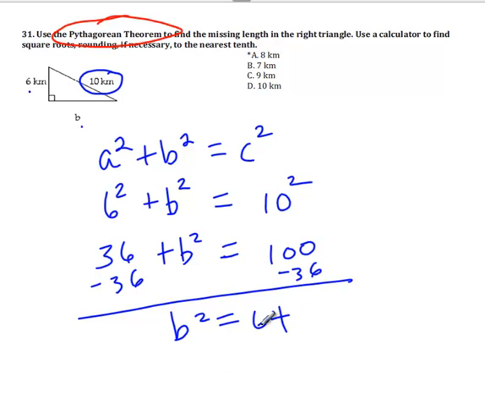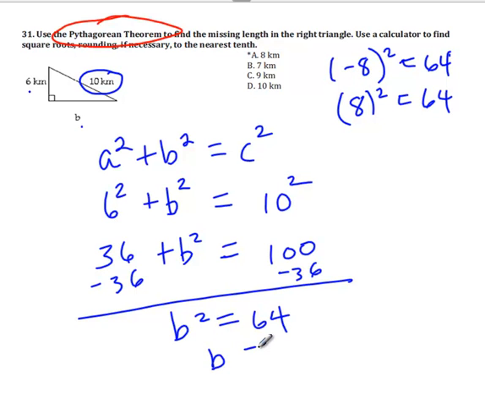Now, there are actually 2 numbers you can square to get 64. You can go negative 8 squared, because negative times negative is going to be 64, and positive 8 squared is going to also give me 64. But because this is the length of the leg of a triangle, it doesn't make sense to have a negative length. So the answer is just b equals 8. Pay attention to the units, 8 kilometers. So our answer is answer A.